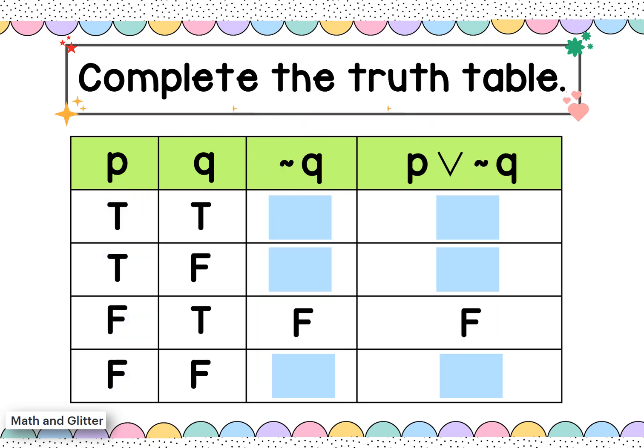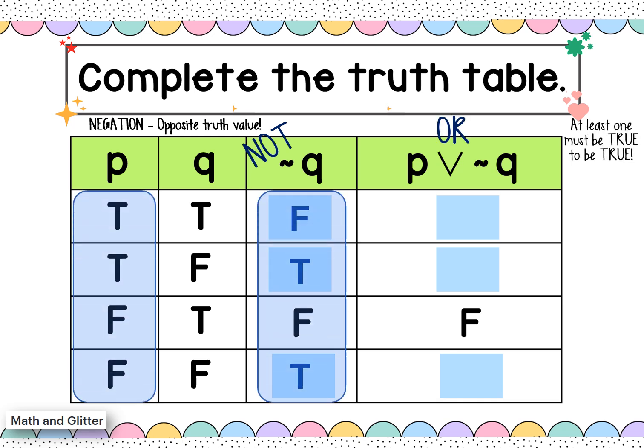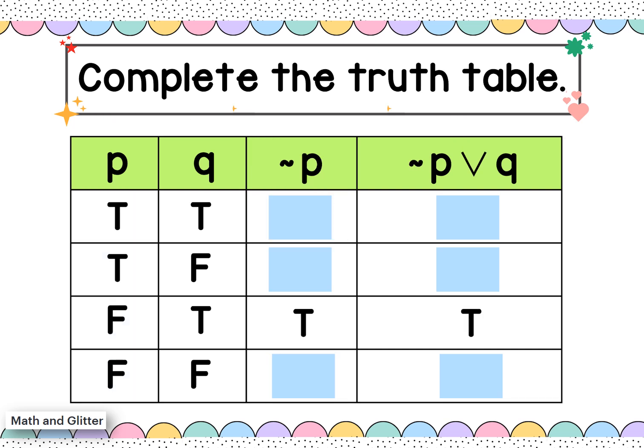Here's another one. We need to negate Q. So switch the truth value. We'll have false, true, and a true down there. And we're taking that negation and we are doing a disjunction with P. So those are the two columns we're looking at. We need at least one true to be true. So we get a true there, another true, and the bottom's true. They already had the false in there.